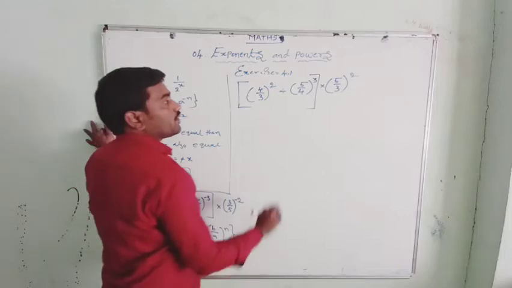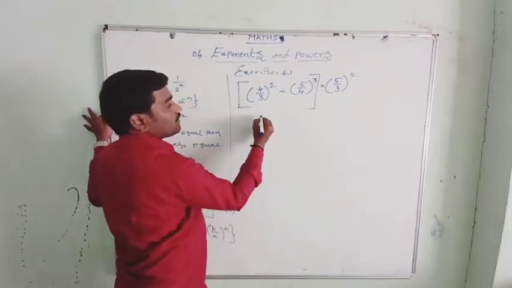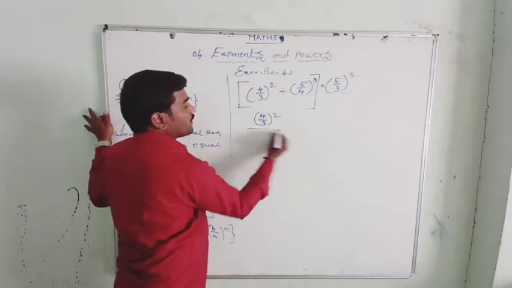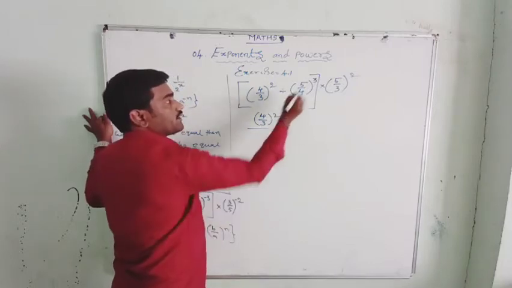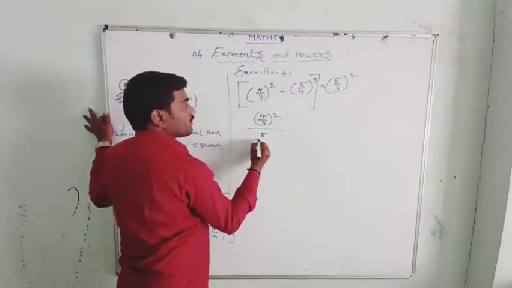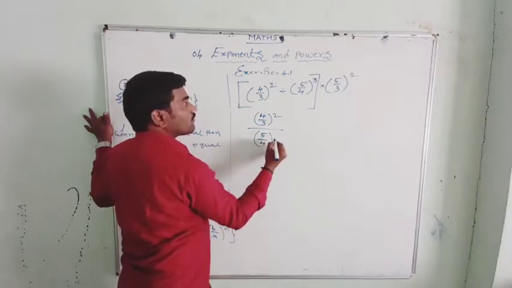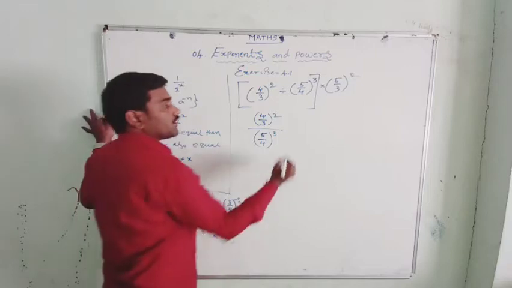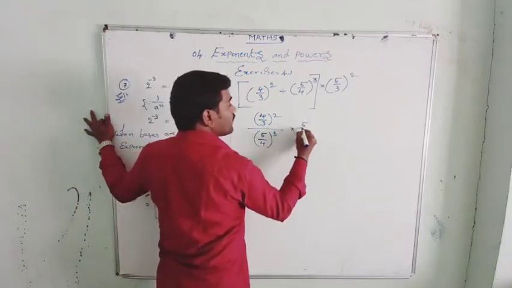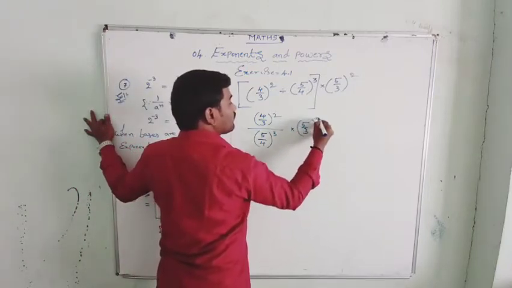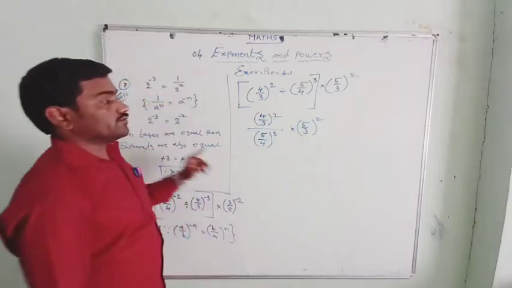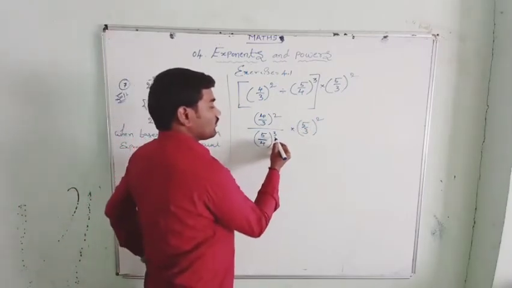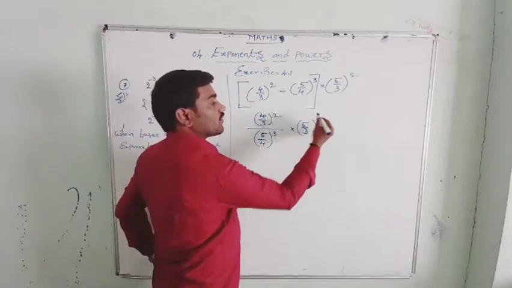So again, we have (4/3) whole squared divided by (5/4) whole to the power of 3, into (5/3) whole to the power of 2. Here, if you observe clearly, you can cancel (5/4) whole to the power of 3 and (5/3) whole to the power of 2.